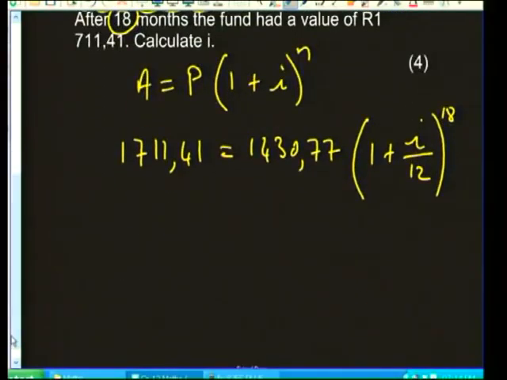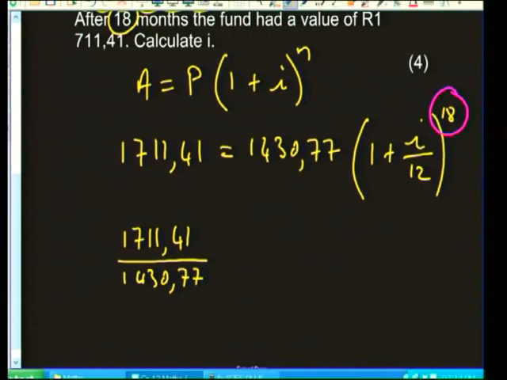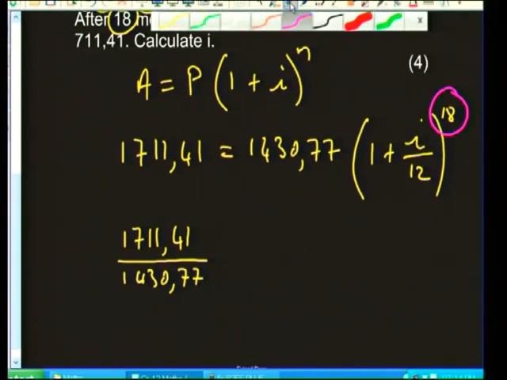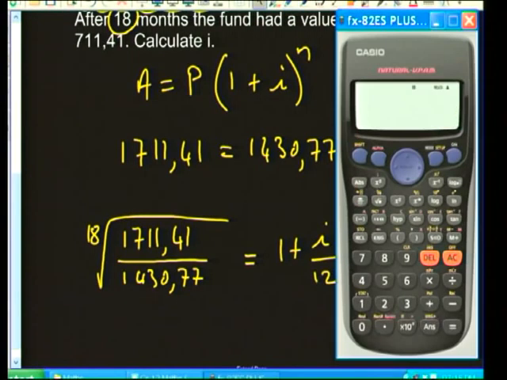18 compounding periods. So, how are we going to use our calculator to work this all out? Well, first of all, we got our 1711,41. We're going to divide by our 1430,77. Now, how are we going to get rid of that 18? I say get rid of in inverted commas. Yes, you guessed it. We're going to have to take the 18th root of that huge fraction. And that's going to give us 1 plus I over 12. Let's pop this into our calculator, work it out. Over here, over there, that's our nth root.